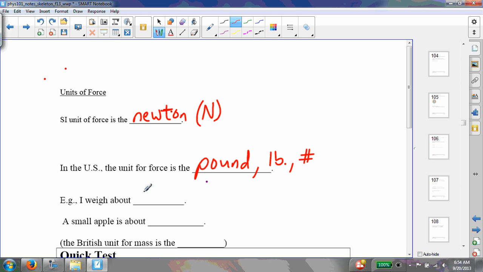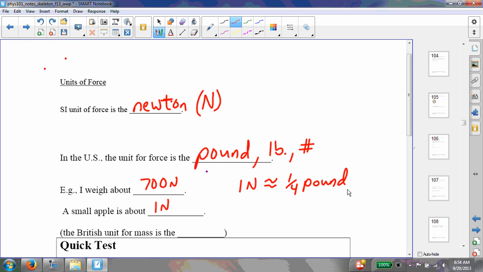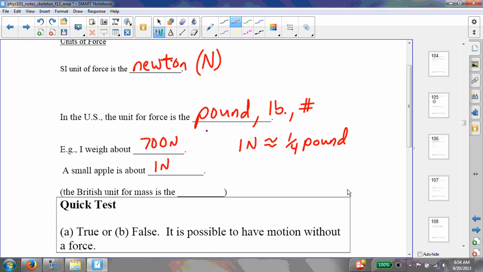People weigh about 700 newtons. A small apple is about 1 newton. In fact, 1 newton is approximately equal to 1/4 of a pound. So I always like to say that, for example, at McDonald's, you have this 1/4 pounder with cheese, that hamburger you can purchase, and it's actually a newton in weight. So you could call it a 1/4 pounder, or you could call it a Newton burger. I think it would be kind of cool to go there and ask for a Newton burger and see what they say. So 1 newton is about a 1/4 pound.